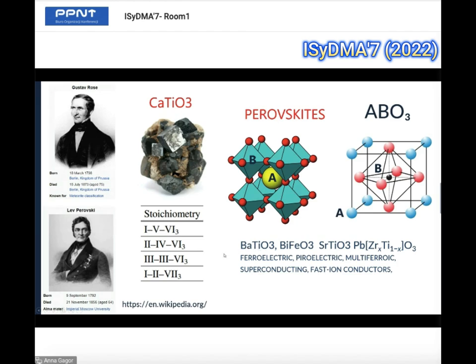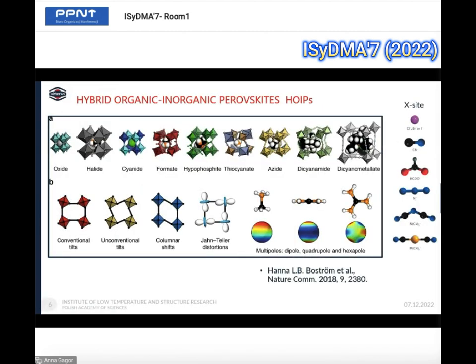But what will happen if we change the oxygen to some other ion? Or what will happen if we change the oxygen to an even more extended species, a more extended ion? Examples of these ligands, which may be substituted for oxygen, are listed here on the right. Of course, these are only examples.